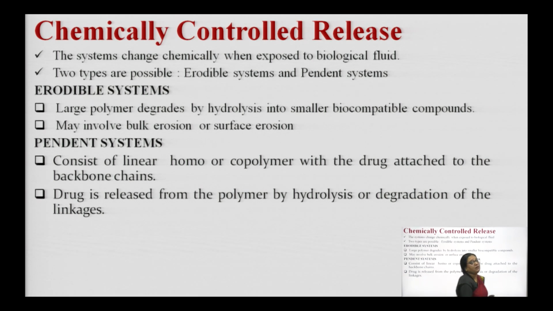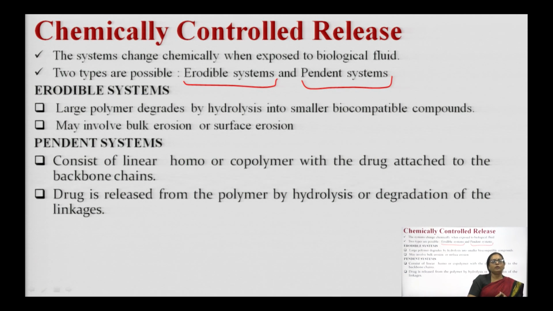Next, we have chemically controlled systems. Chemically controlled systems are basically such systems which will undergo some chemical changes when they come in contact with biological fluids. So, two types of systems are possible here. We have erodible systems and we have pendant systems, right.